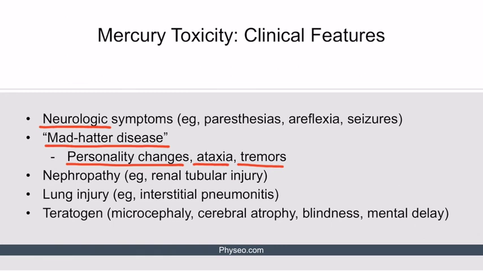Now, in addition to the neurologic symptoms, mercury toxicity can also lead to nephropathy, and if exposure took place via inhalation, then lung injury can occur. Most often, this is in the form of interstitial pneumonitis. Now, finally, mercury is considered a teratogen and has been linked to several adverse outcomes for the baby, such as microcephaly, cerebral atrophy, blindness, and mental delay. This is exactly why pregnant women are advised to stay away from fish with high mercury content.